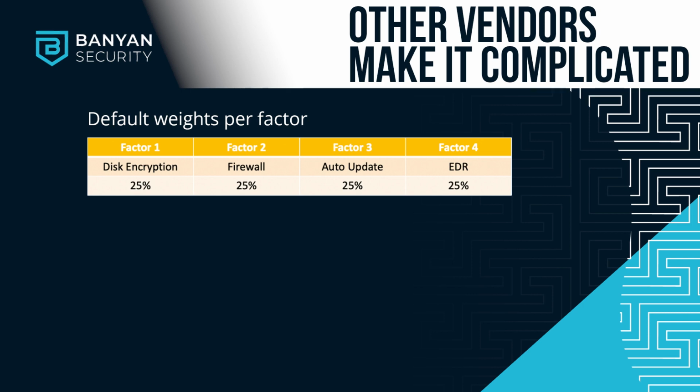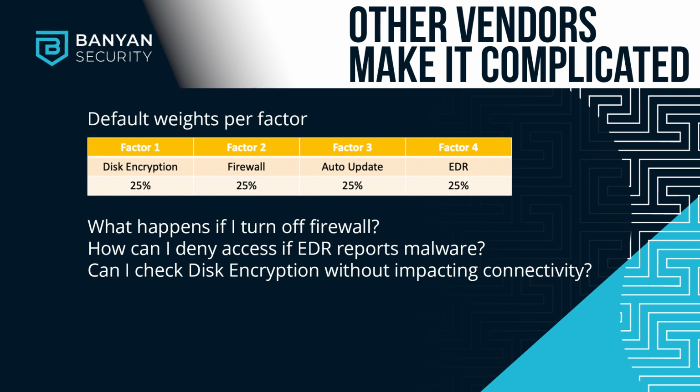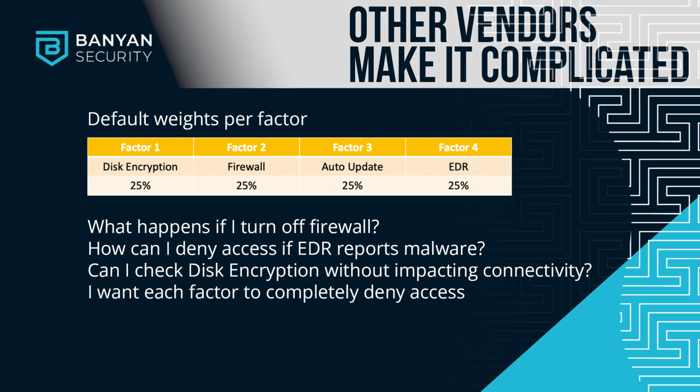This may make sense, but let's say factor A is disk encryption, and if that's off, is the system really 75% compliant? Would you want the system to still access the resources? If not, you'll need to start playing with the weightage until it kind of makes sense. This is hard to do and doesn't always work easily. What happens if I turn firewall off? How can I deny access if EDR reports malware? Can I check disk encryption without impacting connectivity? I want each factor to completely deny access.